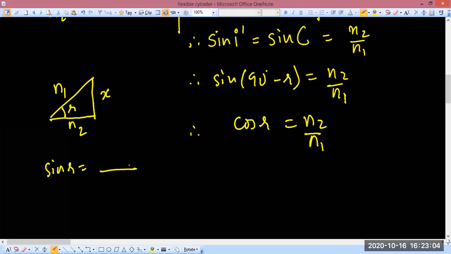So what would be sin r? Can you tell me everyone? Maths, biology, whoever, say the answer quickly. Come on, sin r quickly. Don't look for values, we will put numbers later. Yes, Sakshi, x upon n1. But what is x? Everyone said x upon n1, but what is x?